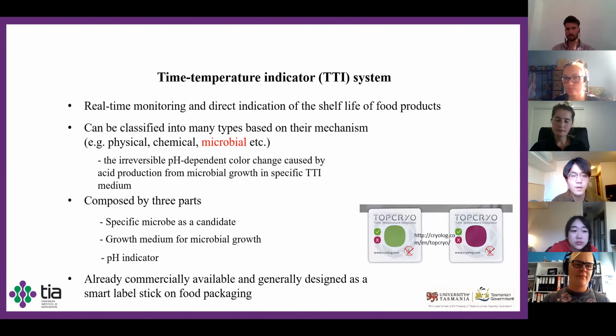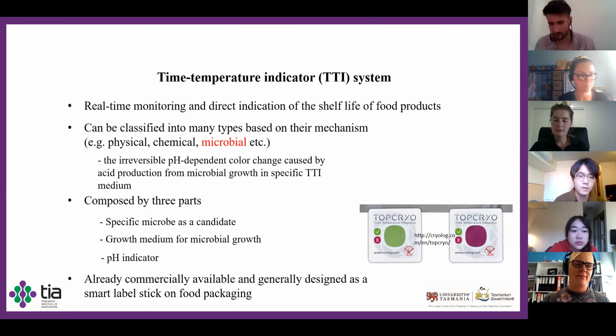Then the concept of the time temperature indicator system was born at the right moment. It is a tool that provides a real-time monitor of the food product's shelf life. It can be classified into many types based on their mechanism, such as physical, chemical, and microbial TTI. In this project, I will only focus on the microbial TTI system.